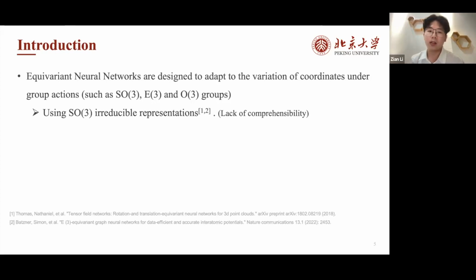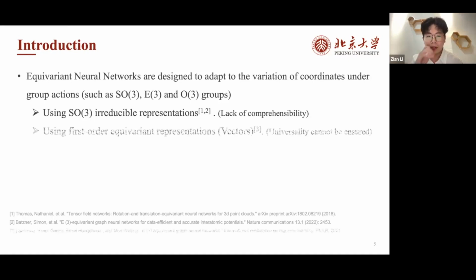However, because they use group theory and lots of other mathematical knowledge, they can lack compressibility, and their universality can hardly be guaranteed because they usually need the intermediate representation to be of very high order to achieve real completeness. The second kind of models use first-order equivariant representations, which we also call vectors, for example GVP-GNN and other works. However, because they use low-dimensional representations, their universality can hardly be ensured.